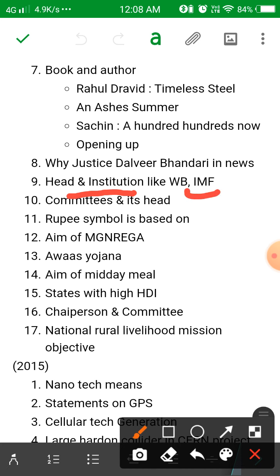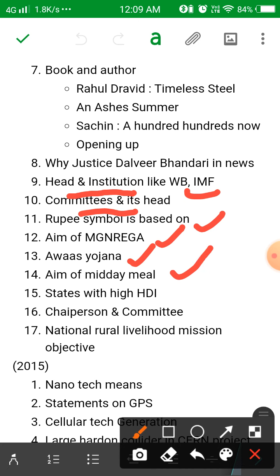And the most important question which I have seen in different years of question paper is that the committee and heads. This was very important. And this was something which I felt was very randomly asked. Rupee symbol is based on like Dravidian script or a Roman or something like that. And there were many questions related to yojanas like aim of MGNREGA, Awas Yojana, that is PM Awas Yojana, like aim of midday meal.